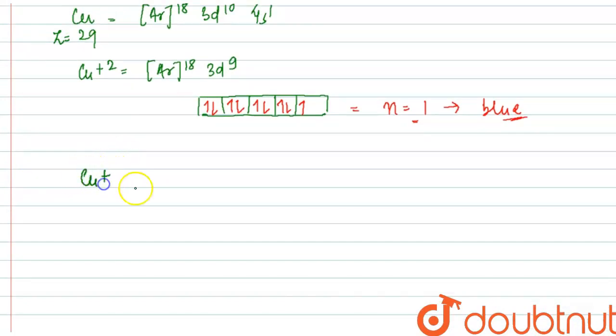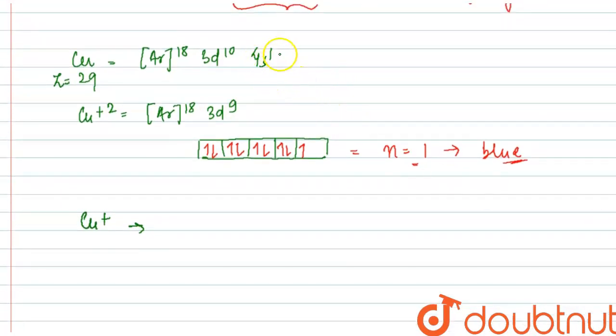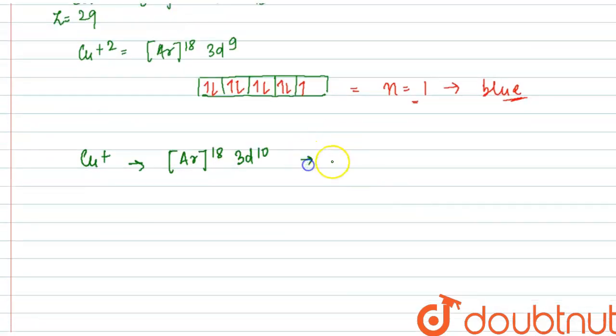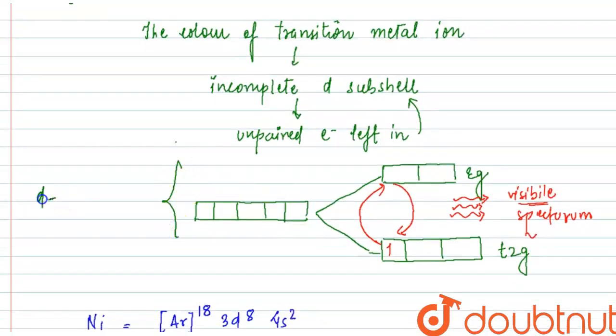So Cu plus ion, if we can just observe here, only one electron is taken out from s orbital and all the electrons in d orbitals are left like that only. So we have the electronic configuration of 3d10, right? Ar18 and 3d10, which means that it will not have any unpaired electron, right? So not having any unpaired electron means it will not have any dd transition happening, right?